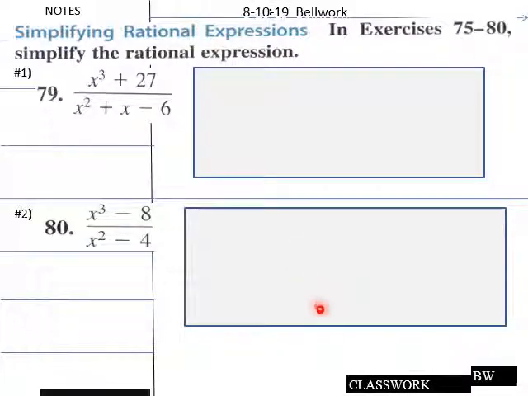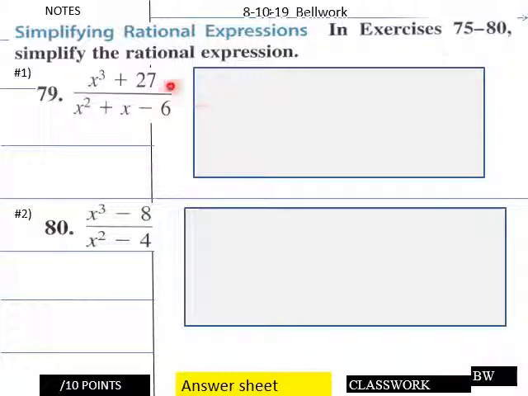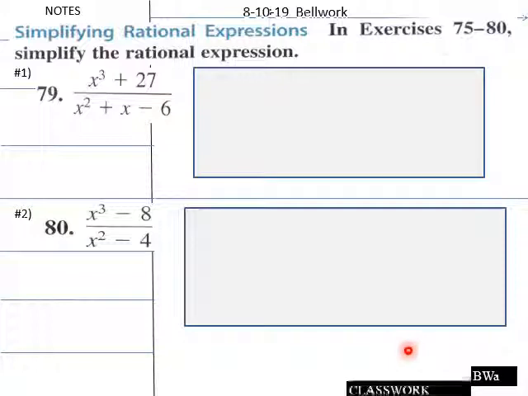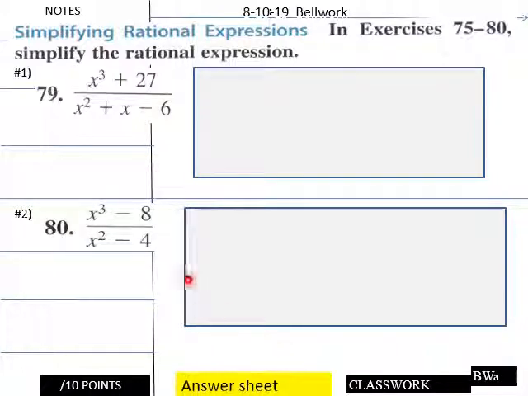For today's bell work, teachers and students, simplify these rational expressions. Again, we have one of those. Give your students 5 minutes. Pause your video for 5. Okay, welcome back everybody for today's bellwork solutions.